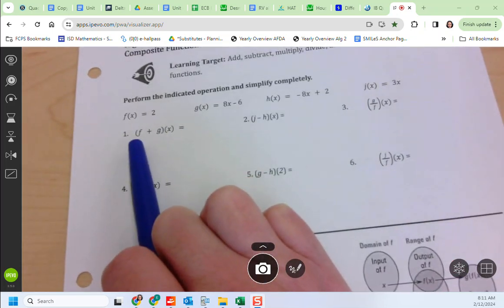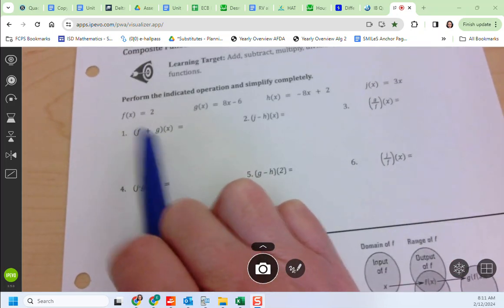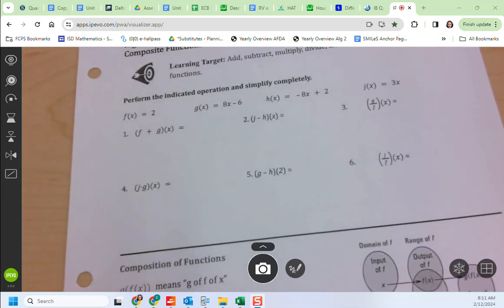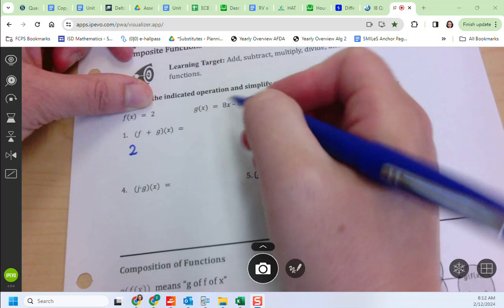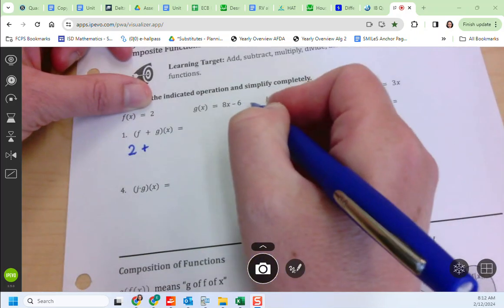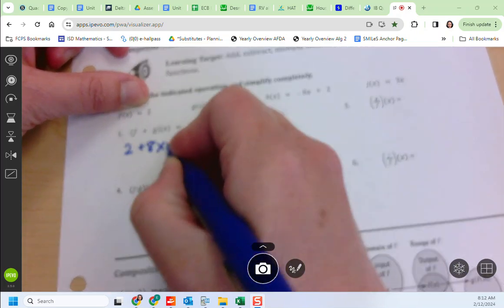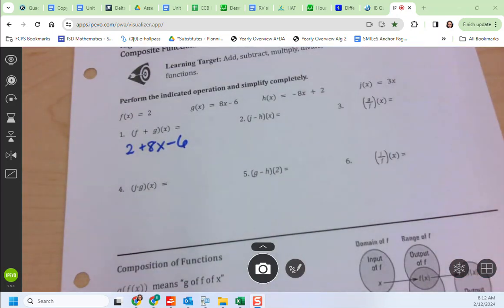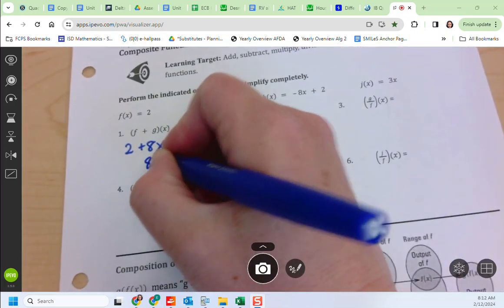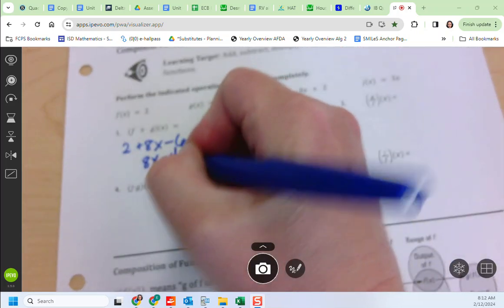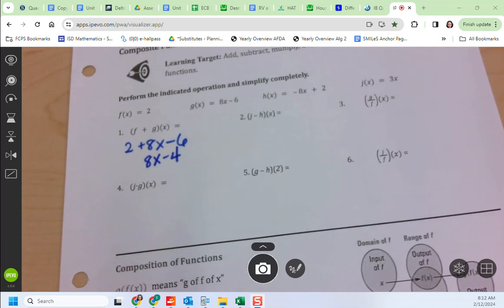For example, I can add functions f and g, and I literally just add them together. So function f is just 2, and function g is 8x minus 6. So I literally add those functions together and combine like terms. So 2 minus 6 is negative 4. So just that. Does that make sense? Okay.